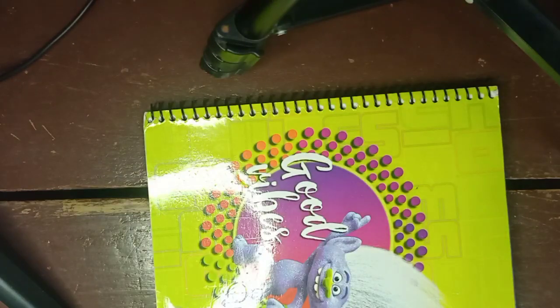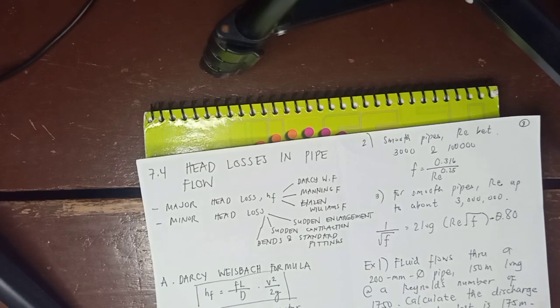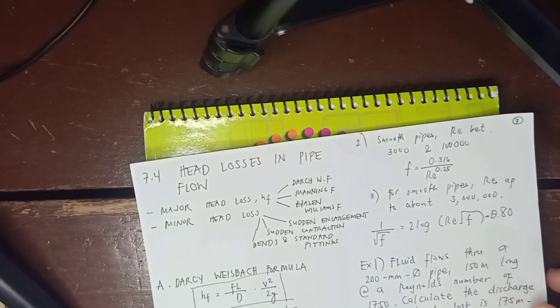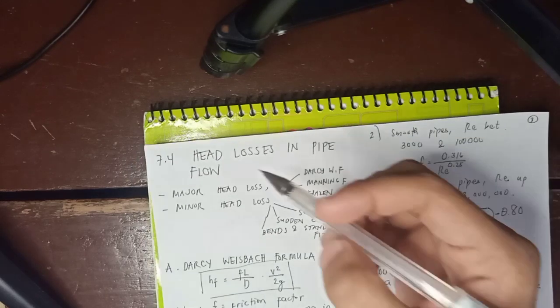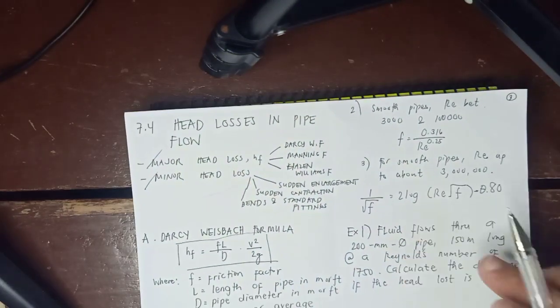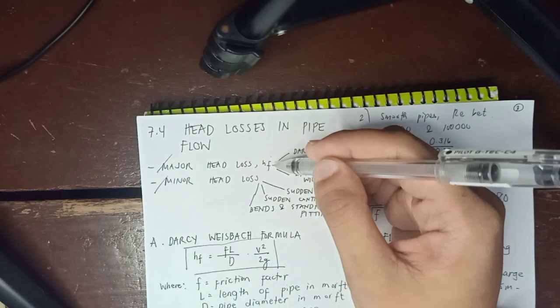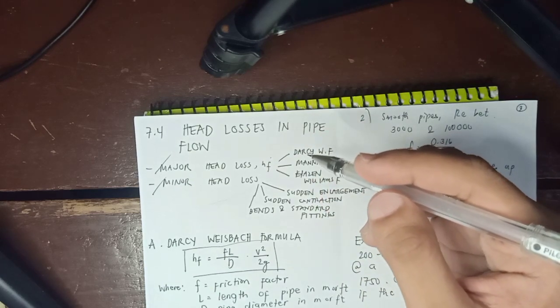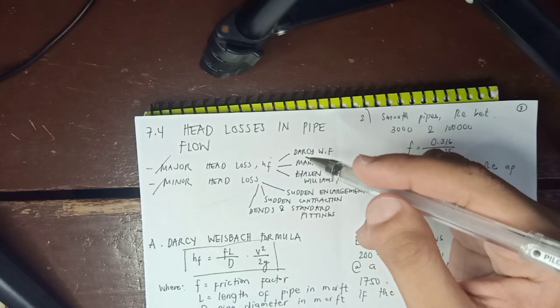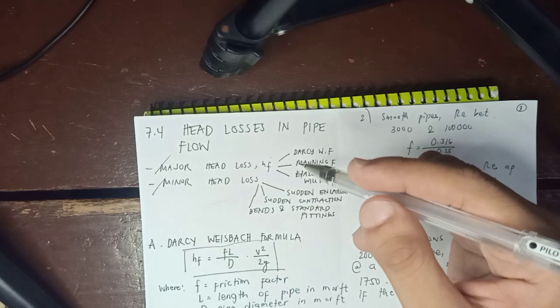So let's proceed now to the fourth topic, head losses in pipe flow. Head losses in pipes may be classified into two: major head loss and minor head loss. Major head loss is caused by pipe friction along straight sections of pipe of uniform diameter and uniform roughness, or simply H sub F or HF. And minor head loss is caused by changes in velocity or direction of flow and commonly expressed in terms of kinetic energy.